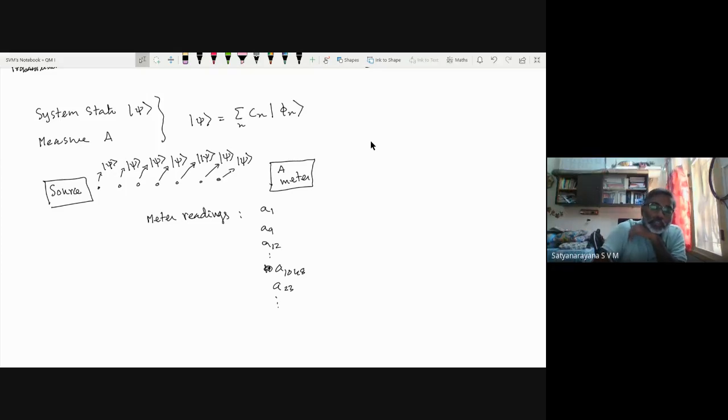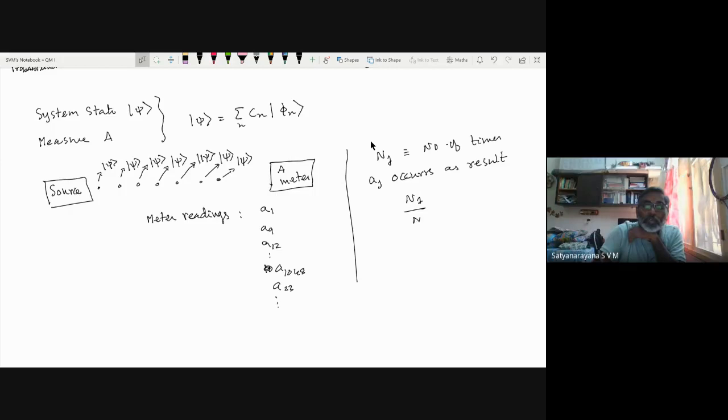But then you ask a question: what is the number of times, let us say nj, you define it as the number of times aj occurs as result. And then ask what is this nj divided by the total number of experiments that we have done. In the limit where this n goes to very large, this will be equal to your modulus of Cj squared. That is the probability of Aj. So this is equal to your probability of Aj. Okay, so this is what you can get.